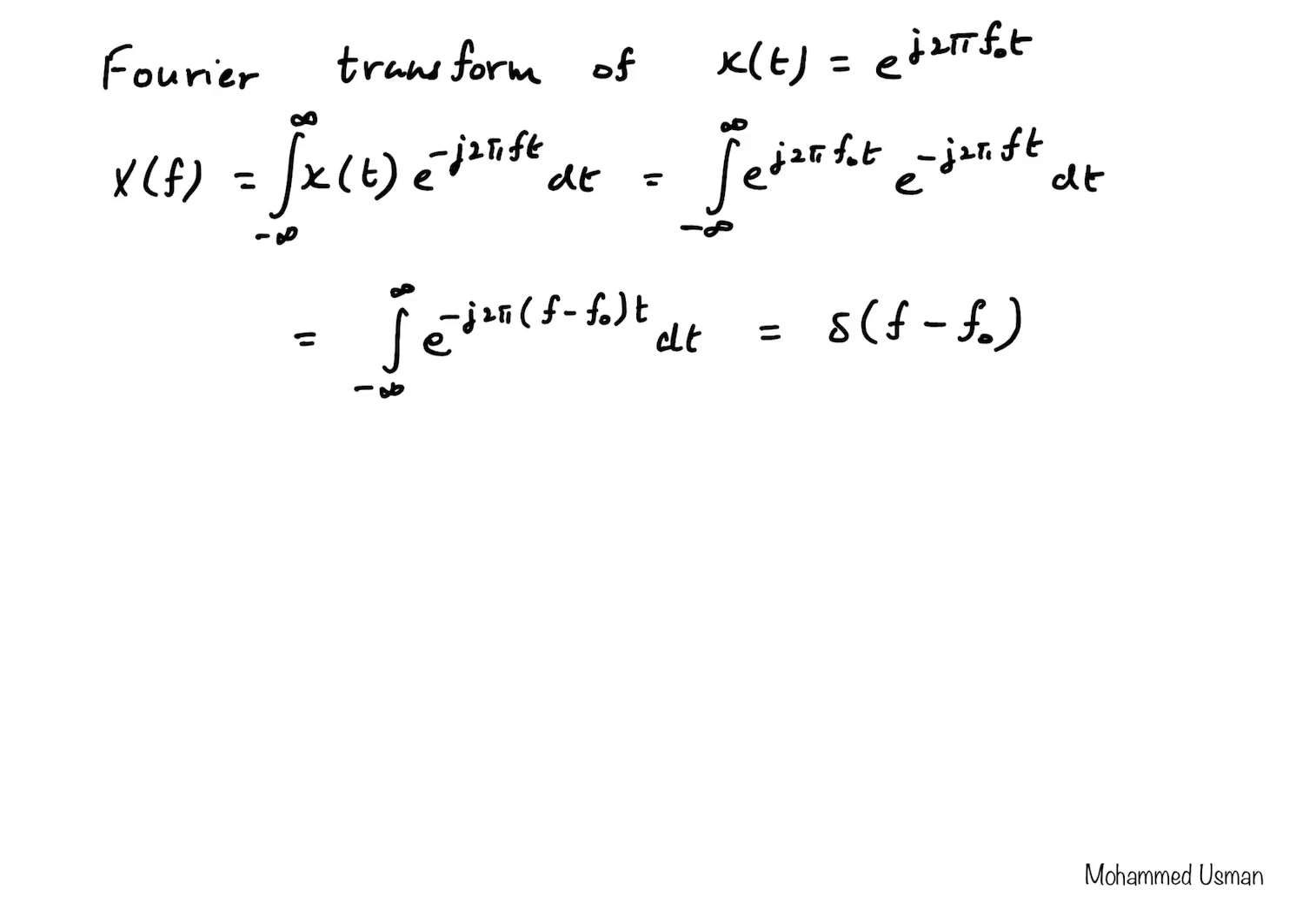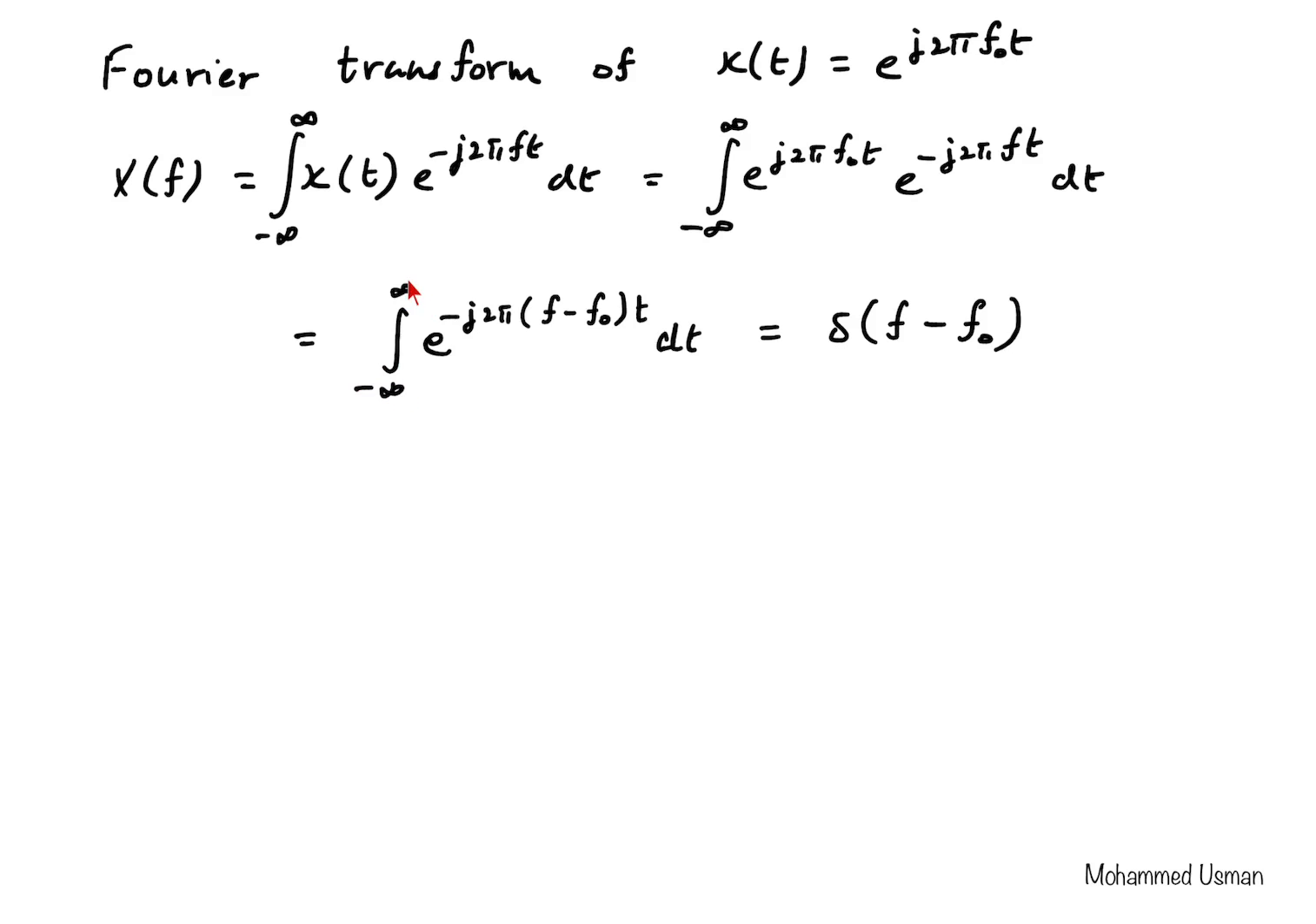Okay, so let's start with the Fourier transform of x(t) = e^(j2πf₀t). So that's a complex exponential signal with some frequency f₀. Okay, so we want to evaluate the Fourier transform. The general expression is x(t) e^(-j2πft), but in place of x(t) we have e^(j2πf₀t), so we substitute that, and combining the two exponentials, we get the integral of e^(-j2π(f-f₀)t) dt.